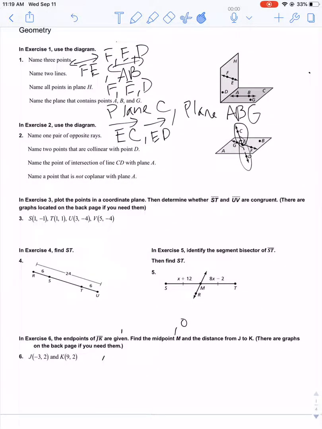Name 2 points that are collinear with point D. So collinear, on the same line. That would be C and E. Name the intersection of line CD and plane A. Well, that's point E. Name a point that is not coplanar. So that means it's not in this area here. Well, you got C and you got D.